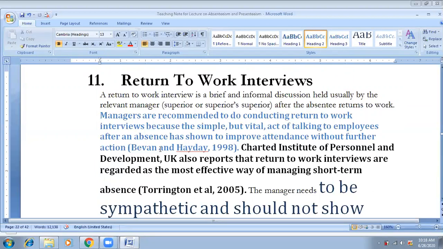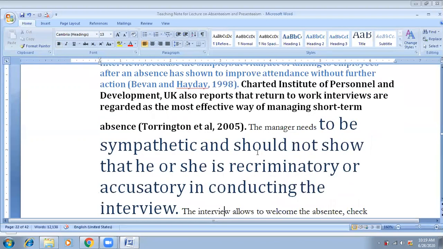Not done in Sri Lanka. Therefore, we have to do research to be sure that these international results happen in the same way within Sri Lanka also. Research studies are needed. But anyway, return to work interviews are something we can normally expect. The Chartered Institute of Personnel and Development, UK, the professional institute for human resource management, reports that return to work interviews are regarded as the most effective way of managing short-term absence.